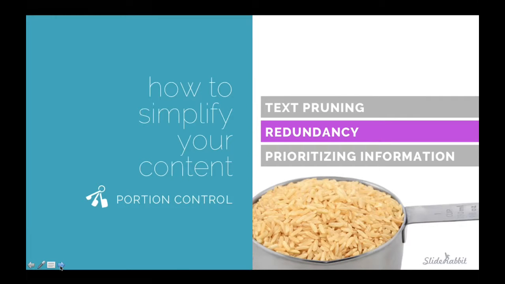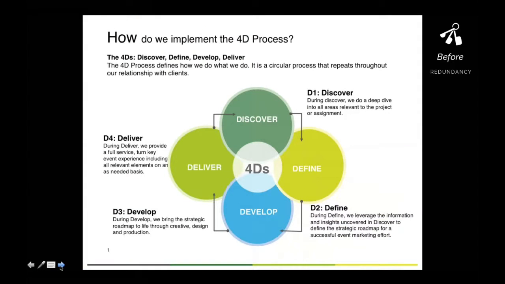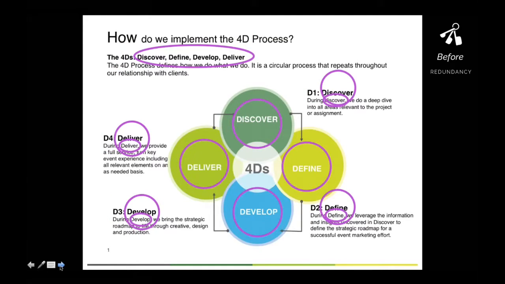So we talked about redundancy during text pruning a little bit there, but it doesn't just occur in text slides or heavily texted slides. You can also see it pop up in graphic slides. So this is an original client slide. We're seeing a lot of redundancy on it. For instance, we've got 4D and the 4Ds popping up all over the place, and then the labels for all the Ds are all over the place as well.